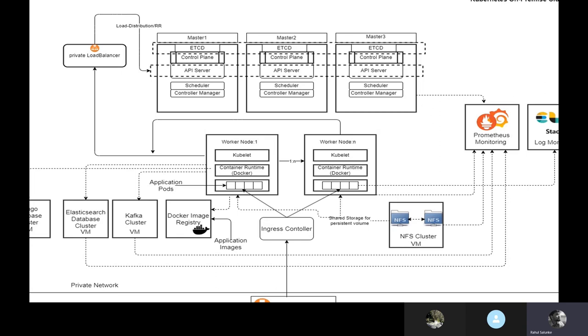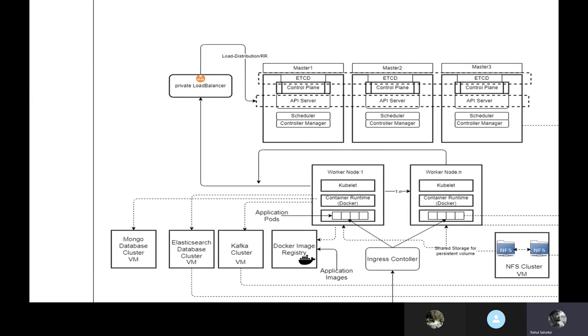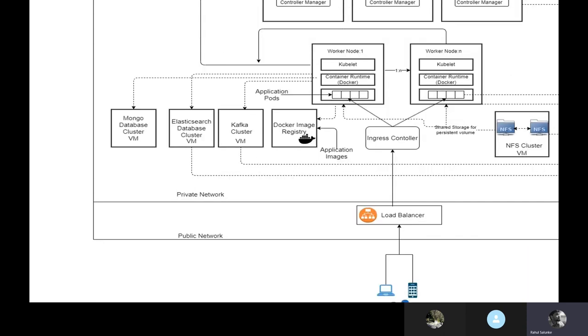So these are several components, like we will have Kubernetes, which will have a master node, worker node. There will be several worker nodes. Okay, then we will have a monitoring solution placed, that is Prometheus and Elasticsearch to monitor our cluster plus our application logs. Then we'll have databases we'll be requiring for our application. We'll have a Kafka cluster as well, and we will have a Docker registry as well, from where we will be pulling all our images.